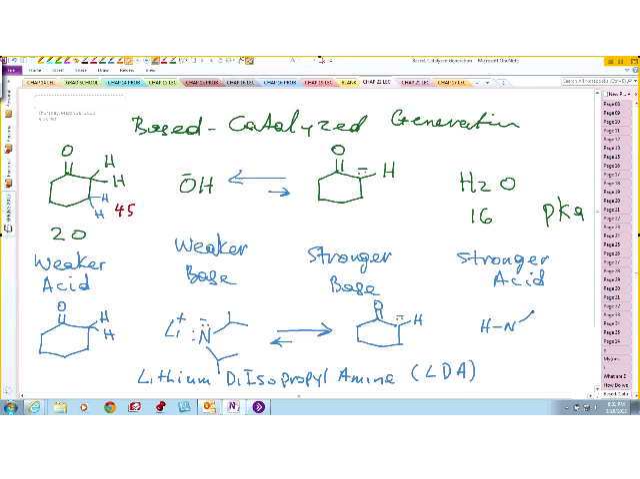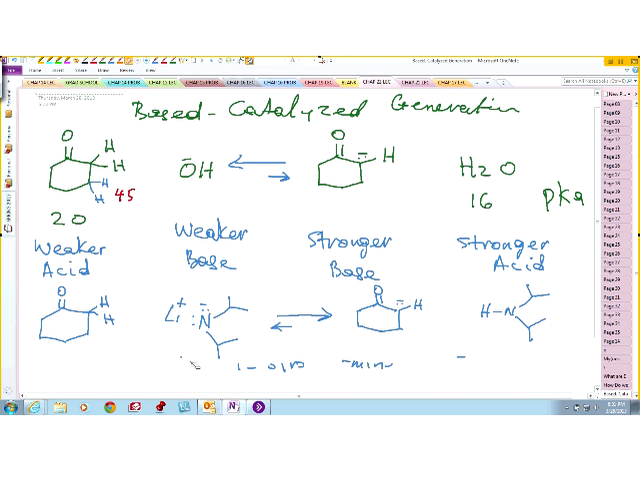And this diisopropylamine, this is a secondary amine. Diisopropylamine. Now, why would this reaction go more to the right than in the case of the hydroxide? Let's take a look at the pKa value. The pKa value for this amine is 35. And what is the pKa value for this hydrogen here? We say it's 20, right? It's 20. Okay, so what direction will the reaction go? Go to the right.